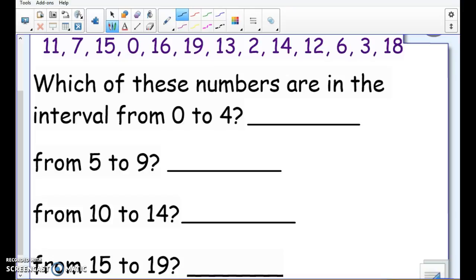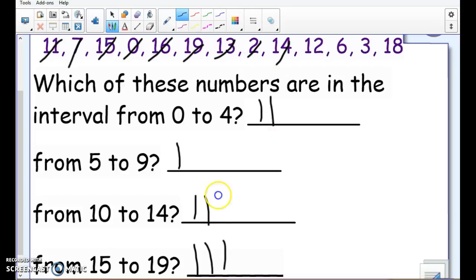I would just say, okay, 11 goes right there, so I'm going to put a tally mark there. 7 goes there, so I'm going to put a tally mark there. 15 goes there, I'll put a tally mark there. 0 goes there, I'll put a tally mark there. 16. The good thing about this is you're probably not going to miss a number because you're just going one by one. Bad thing is it kind of takes a long time, but all of them will kind of take a long time.